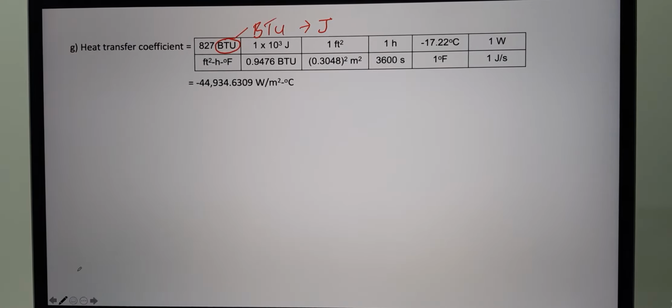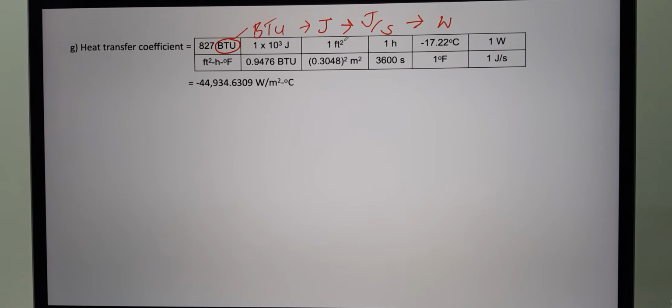Okay, we change that one. So from BTU to joule, then we have joule per second, then followed by conversion to watt. Okay, so this is the method, the steps that you need to convert from BTU to watt. Okay, so first thing first, we convert from BTU to joule. Okay, and then after that, feet square. This one we are going to convert feet square.